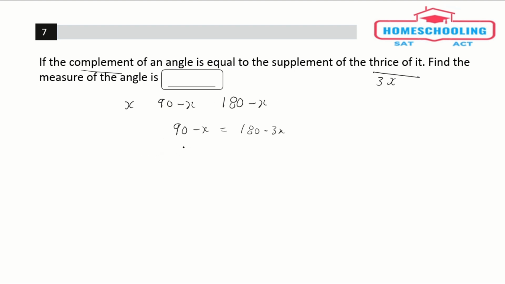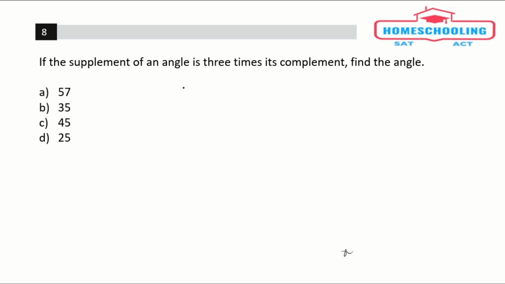So now we can solve it. This would be 3x minus x and 180 minus 90. So this would be 2x is equal to 90. So x would be 90 by 2, that would be 45 degrees. So find the measure of the angle. The angle would be 45, you have to type that here. Now let's move to the next question.